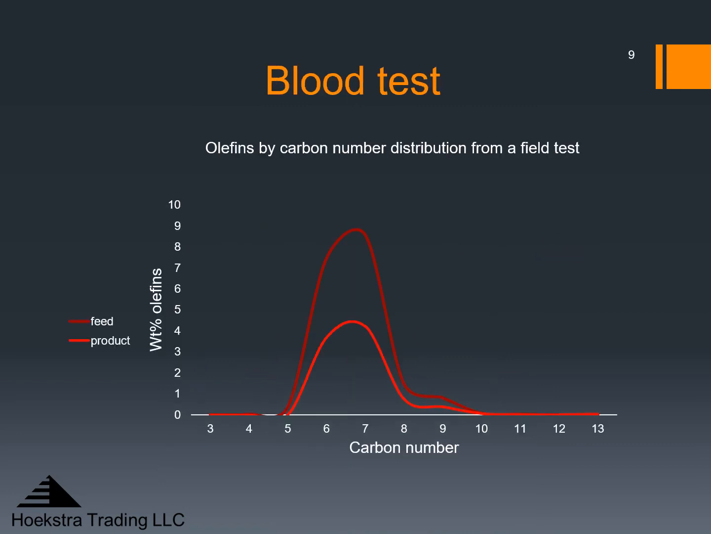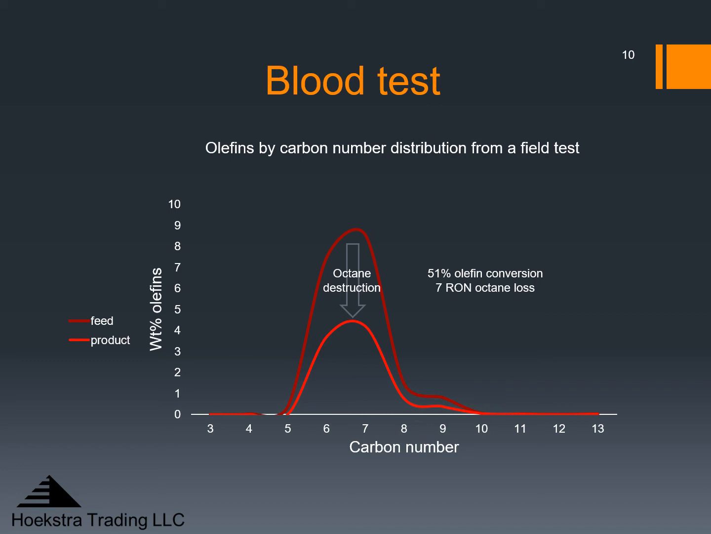The blood test gives a chart of weight percent olefins by carbon number in the feed and the products. In this example from a field test, the dark red is the feed and the bright red is the product. The curves show the olefins are in the carbon numbers 5 to 9 range, with the peak at carbon number 7. This chart shows the reason for octane destruction, which is olefin destruction. The space between the feed and product curve shows directly the olefin destruction that is causing the octane destruction.